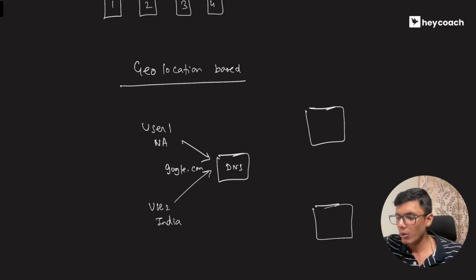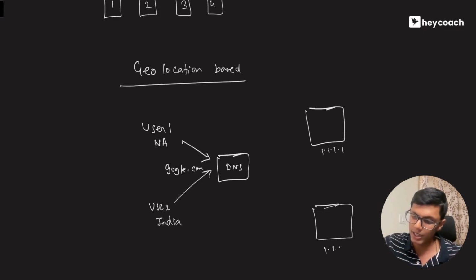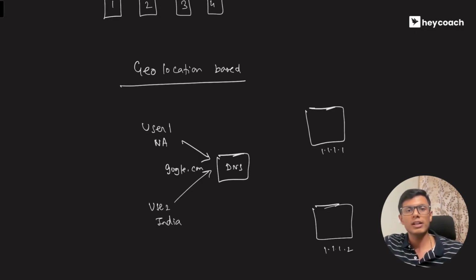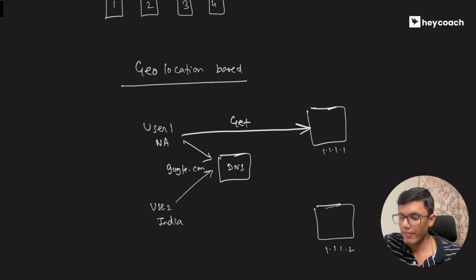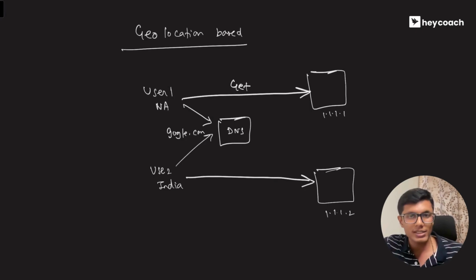Let's call them 1.1.1.1 and 1.1.1.2. Now if you're trying to, let's say, get a photo or something, and the request is coming from the US, then all the traffic would be redirected to this load balancer. And if the request is coming from India, all the traffic goes here. So these are the different ways in which you can scale your load balancer.